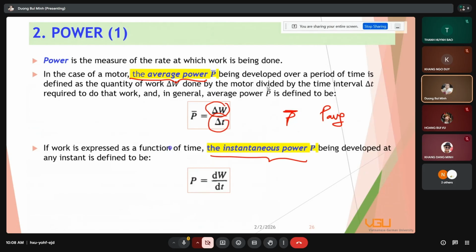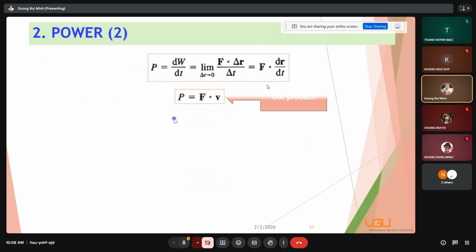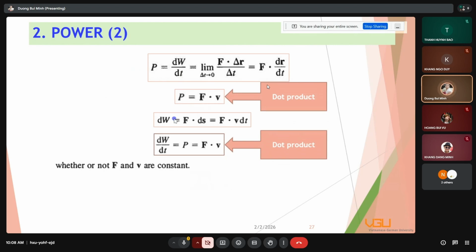If we would like to calculate instantaneous power, that means the power is a function of time. You can get the first derivative of work with respect to time. So here you can distinguish between average power and instantaneous power. Instantaneous power is the derivative of work with respect to time, and we know work is what? F dot delta r, over delta t, as delta t goes to 0.